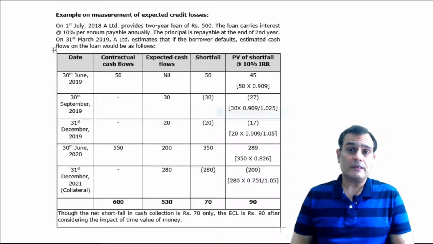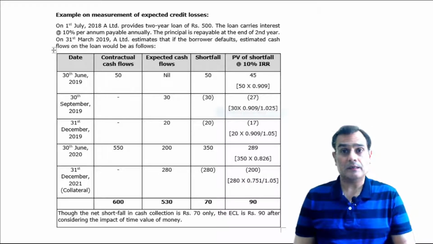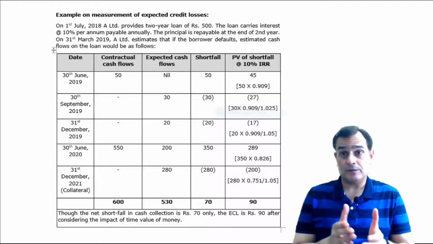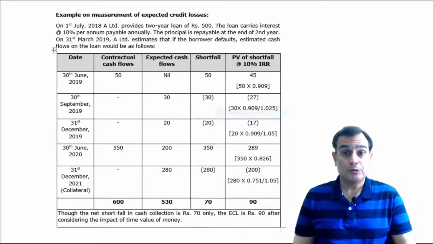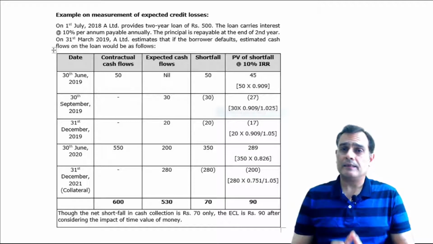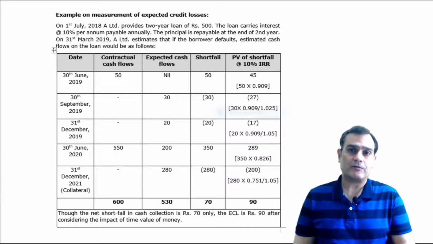So in the third column, the company has listed down the expected cash flows on different dates. Considering that on 30th June 2019, we're not going to get any cash flows. Let's say we're going to get some money on 30th September to the extent of 30. We're going to get some money on 31st December to the extent of 20. Then we're going to get some money on 30th June 2020 and some money on December 21, which is going to come out of the collateral security as well. Now you can see very distinctly that there is a difference between the contractual cash flow column and the expected cash flow column.